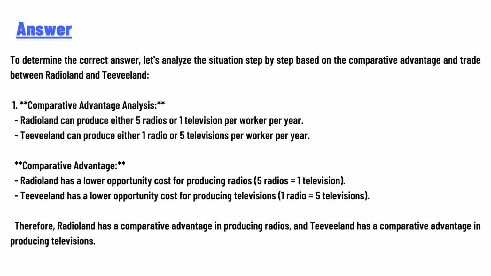based on the comparative advantage and trade between Radioland and Teeveeland. First, comparative advantage analysis. Radioland can produce either 5 radios or 1 television per worker per year. Teeveeland can produce either 1 radio or 5 televisions per worker per year. Radioland has a lower opportunity cost for producing radios. Teeveeland has a lower opportunity cost for producing televisions. Therefore, Radioland has a comparative advantage in producing radios, and Teeveeland has a comparative advantage in producing televisions.